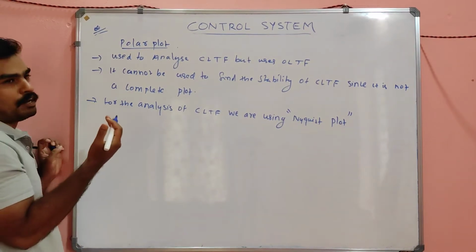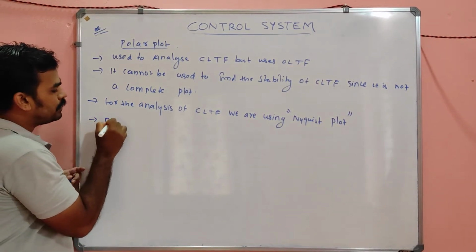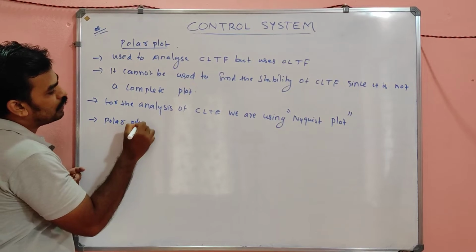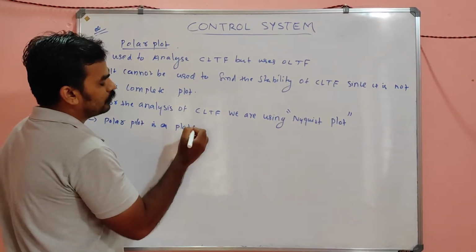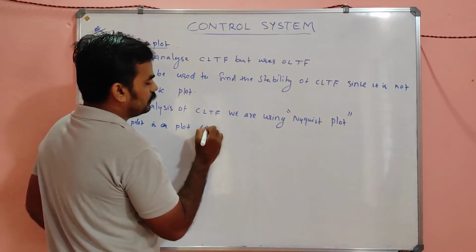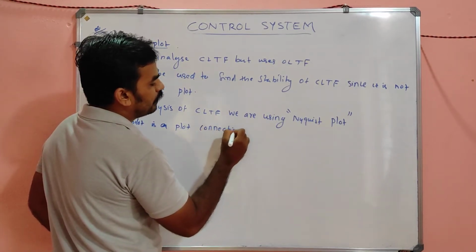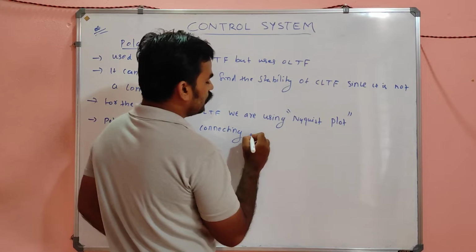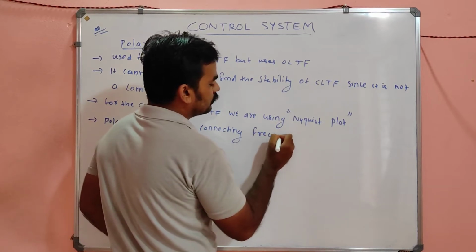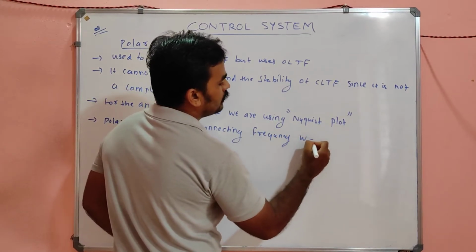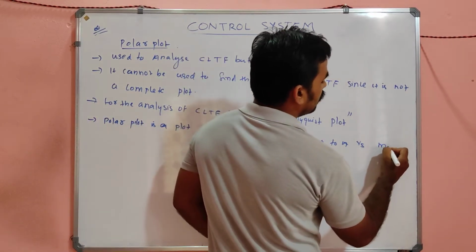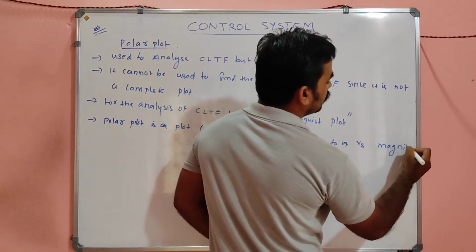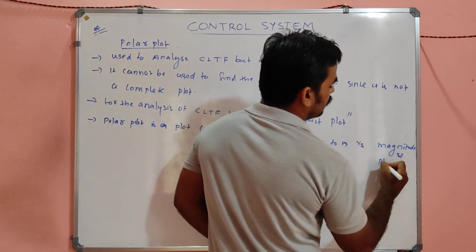And what is a polar plot, my dear? Polar plot is a plot connecting frequency omega equal to 0 to infinity versus magnitude and phase angle.